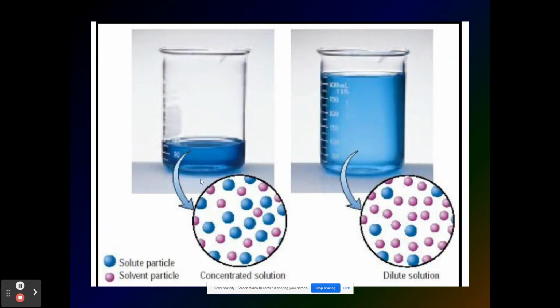Then we talk about concentration real quick right here. So if you look at this, and the blue is the solute particle and the red is the solvent, this is really concentrated because I have a lot of solute present. And then notice I diluted it down by adding more water or more solvent, which in this case is water. So notice it's a lighter blue.